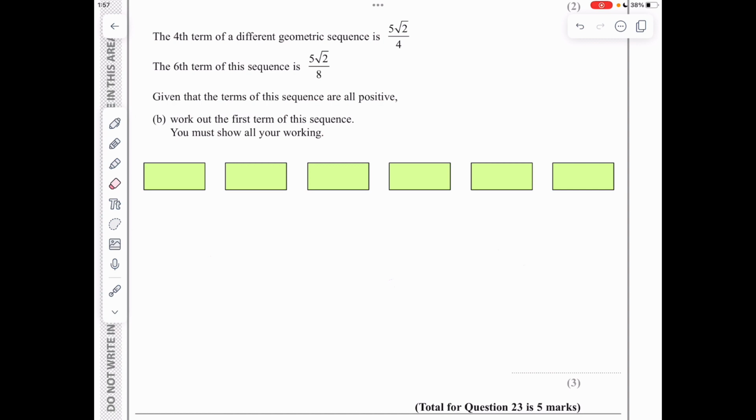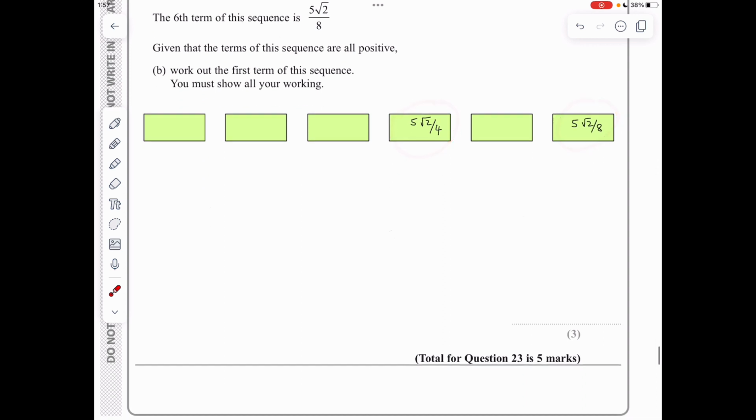We are given 6 positions, so this is 1, 2, 3, 4, 5, 6. These are the first 6 terms of the sequence. The sixth term is 5√2 over 8, and the fourth term is 5√2 over 4. Remember, we're trying to find what will go here, the first term of the sequence. So to start off with, I can figure out how to go from the fourth term to the sixth term.